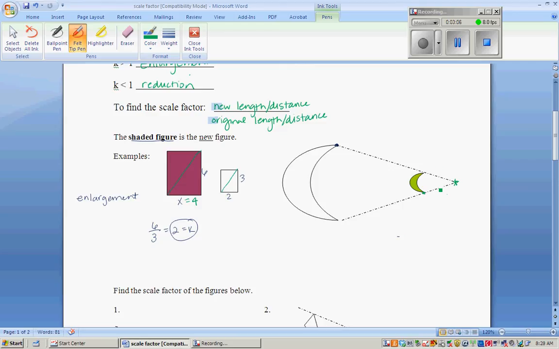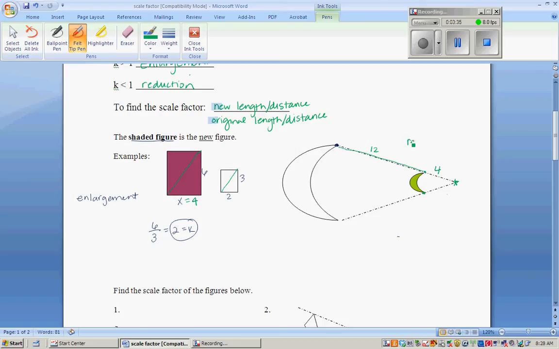So let's put down a 4 here. So 4 goes from here to here. 12 will be this entire length from the big moon to the small moon. Now it looks like this little teeny moon is 1/3 the size. This 4 is 1/3 of 12. Well, yes, 4 is 1/3 of 12, but that is absolutely the wrong answer for the scale factor, and it's because this one deals with distances.